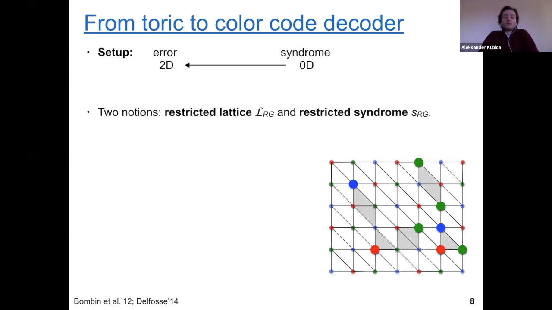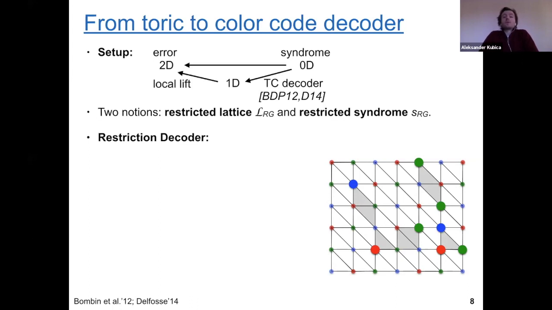Okay, so the idea of the restriction decoder is quite simple. We start with a zero-dimensional syndrome, and then using some toric code decoder, we will get some one-dimensional object, which we later use to find an estimate of the error in the system. And we get from 1D to 2D with some local lifting procedure.